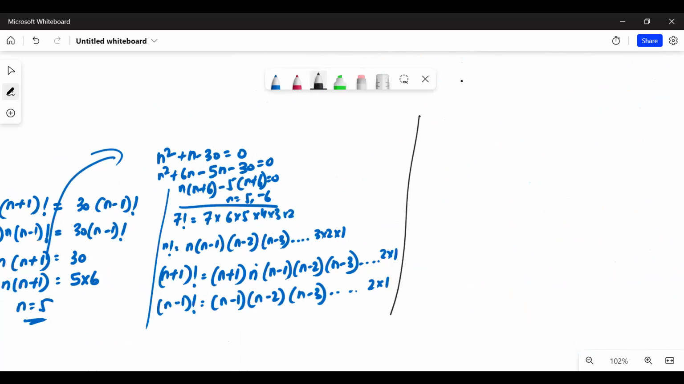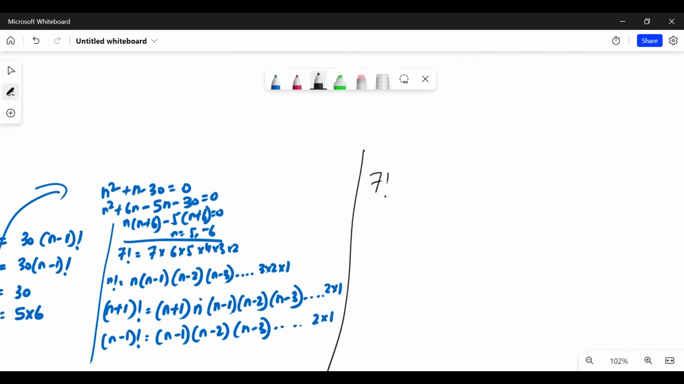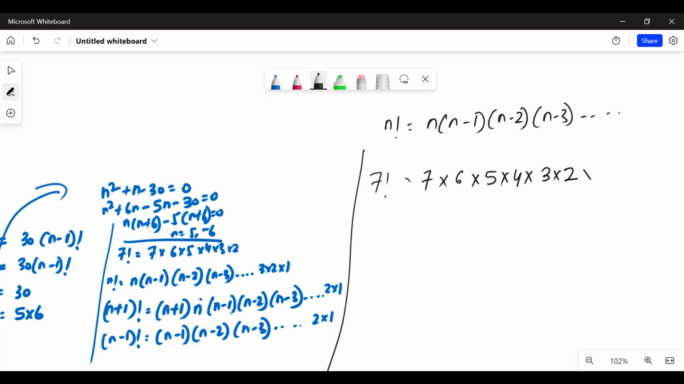7 factorial. This is the way we do it. n factorial means n into n minus 1 into n minus 2, n minus 3. You'll keep doing. So 7 factorial is 7 into 7 minus 1, which is 6, 6 minus 1 is 5, 5 minus 1 is 4, 4 minus 1 is 3, 3 minus 1 is 2, 2 minus 1 is 1. So this is 7 factorial. If you solve, this is 5040.